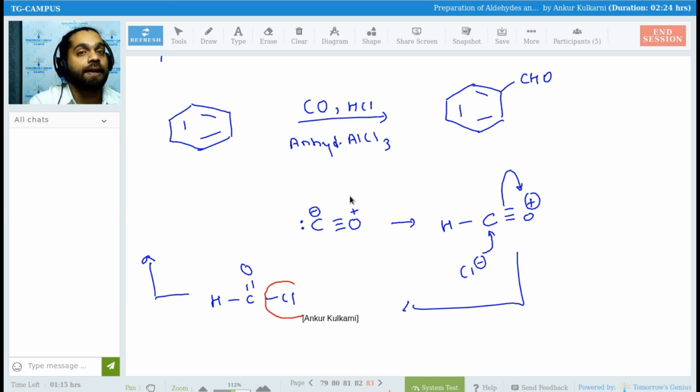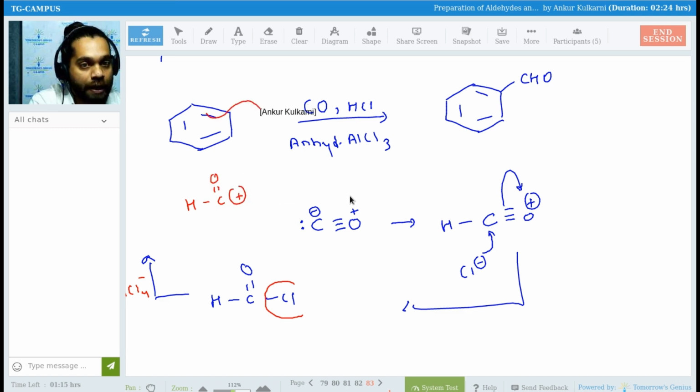AlCl3 removes the complete Cl minus with the electron. It becomes AlCl4 minus. And what you have is H, C double bond O with a positive charge because the electron is gone. And now the benzene attacks on this and you get a product.